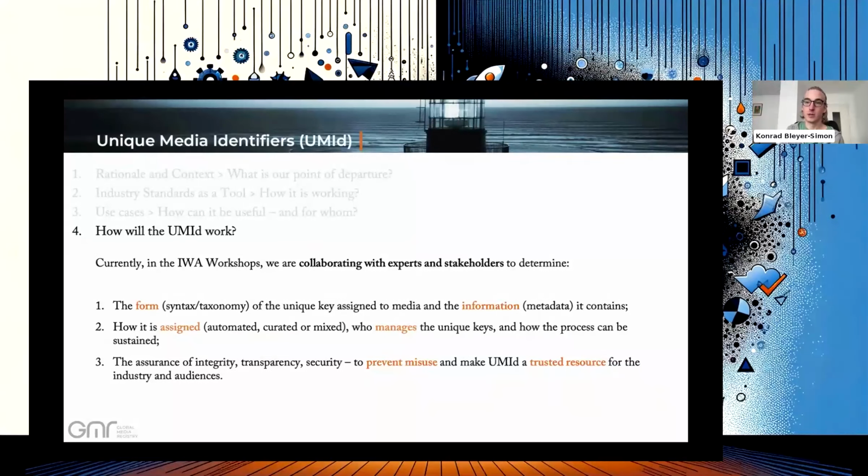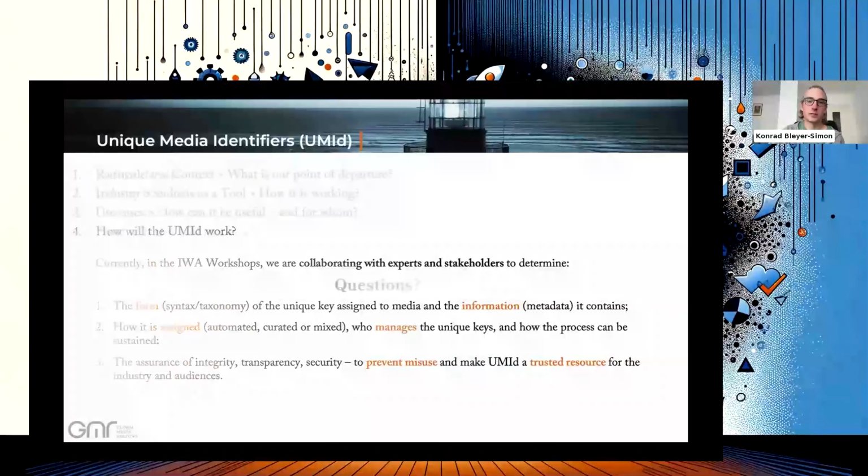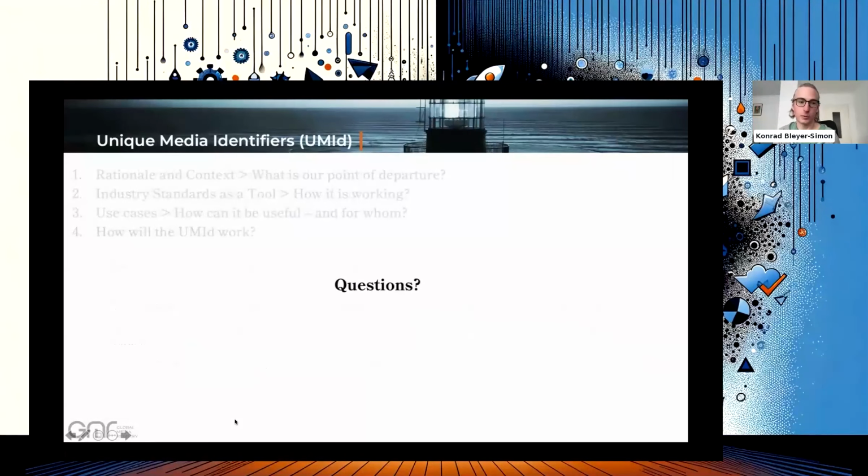So for that reason, we are going to start discussions with experts on how to make sure that the misuse is going to be prevented, and that the UMids are going to be a trusted resource that cannot be hacked, that cannot be misused, and can be used for the greater good of the industry and audiences, and that can empower news media actors. And I think that was the last question before we go to your questions here.